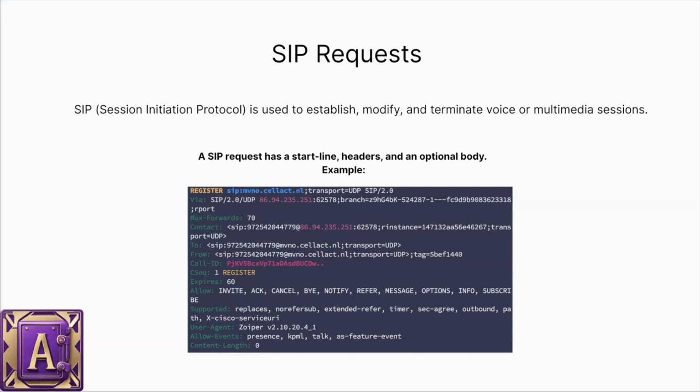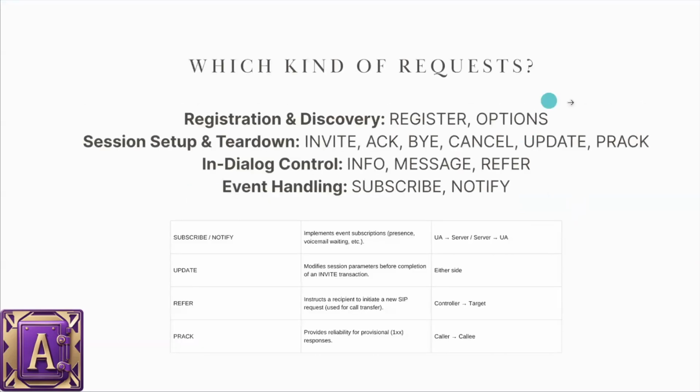We have many request types, like registration. We do options, a register. We have an invite, acknowledge, cancel, update. We have information. When we want to send a message, we have a specific one. Each of these specific requests has its own set of values that can be sent inside a request.